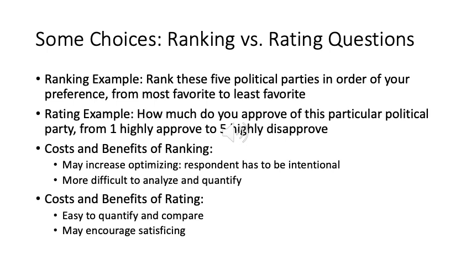Rating questions, continuing with this example, we would give them a particular political party and ask them in how far they approve or disapprove of that political party. Now, one can use different ratings. Most commonly is what we call a Likert scale, from most satisfying or approve the most to least satisfying or disapprove the most. One can have ratings that go from 1 to 7, 1 to 5, 1 to 10, 1 to 100 even.